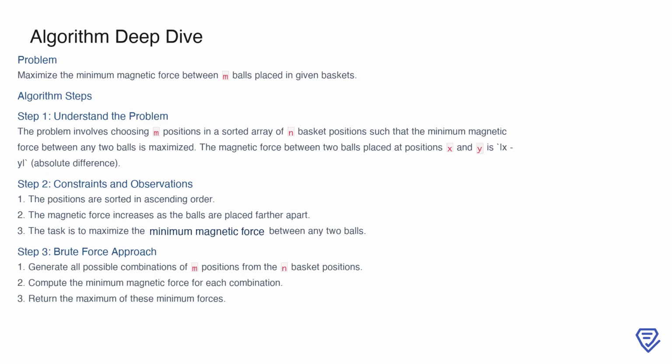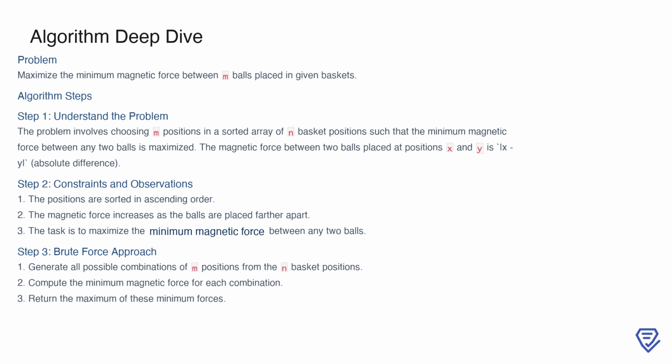The goal of this problem is to maximize the minimum magnetic force between m balls placed in a given set of basket positions. To break this down, let's start by defining magnetic force, which is the absolute difference between two positions, x and y. The task is to strategically choose m positions from a sorted array of n basket positions to ensure that the smallest magnetic force between any two balls is as large as possible.